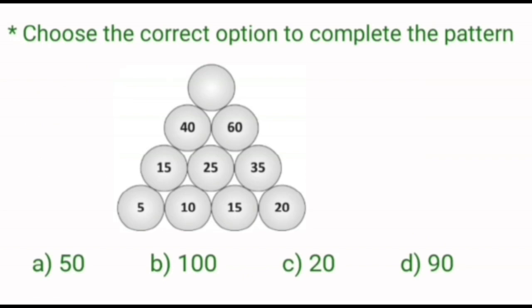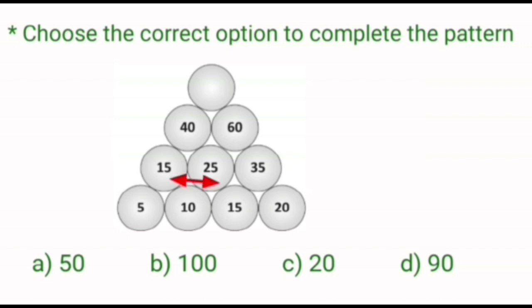The next question is choose the correct option to complete the pattern. Children, look at this pattern carefully. Here we have to fill the correct option. So by watching this pyramid, we come to know that by adding 5 and 10, it becomes 15. In this way, by adding 10 and 15, it becomes 25. In the same way, by adding 15 and 20, we get 35.